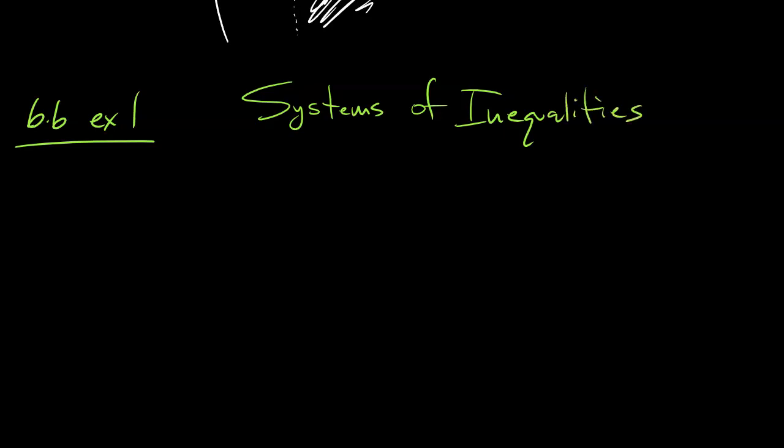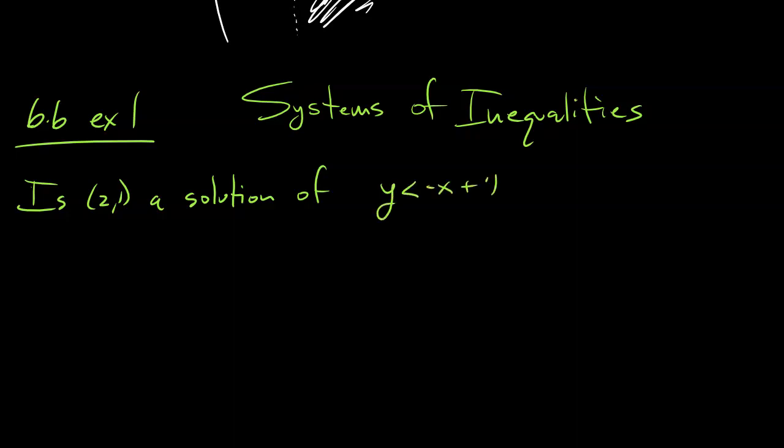So, is the point (2, 1) a solution of y is less than negative x plus 4 and y is less than or equal to x plus 1? So the only difference here is that you basically have to do both equations at the same time. I mean, that's really the difference.